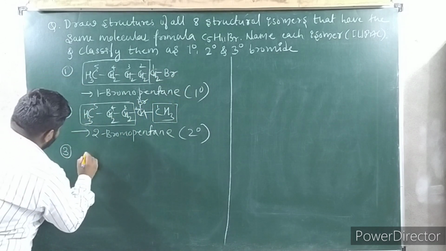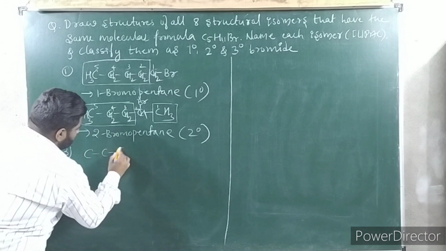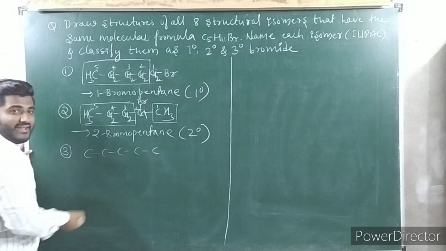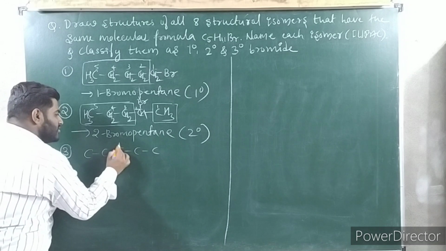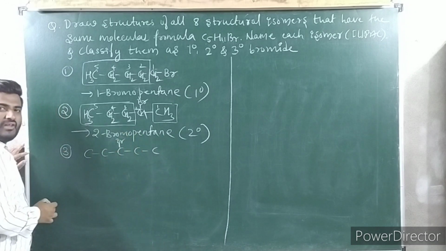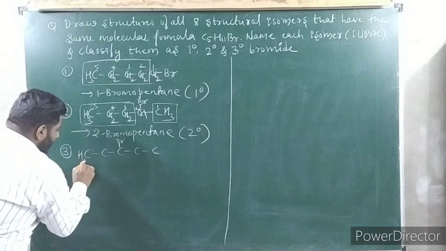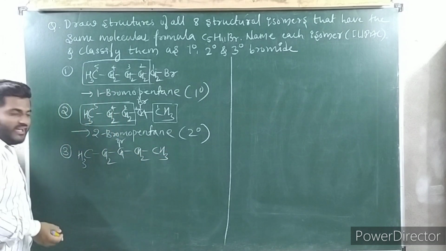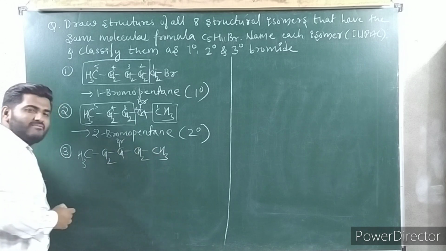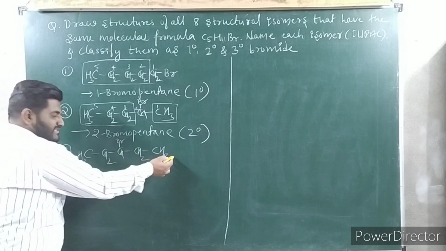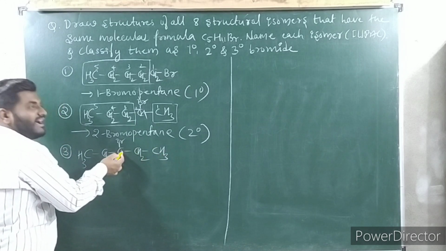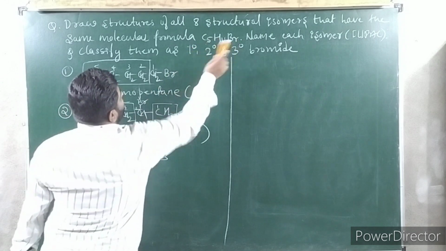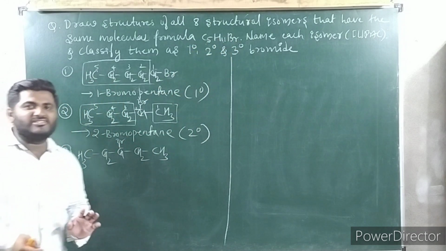Third one, carefully see. Again write 5 carbons: 1, 2, 3, 4, 5. At the third position you have to write bromine. The remaining hydrogens are 3H, 2H, then 1H, 2H, 3H. Now count here: 5 carbons, 3 plus 3 is 6, plus 4 is 10, plus 1 is 11 hydrogen. So 5 carbon, 11 hydrogen, 1 Br.